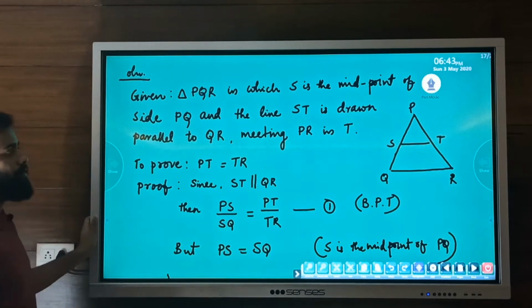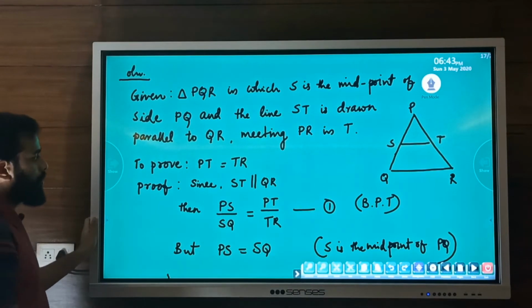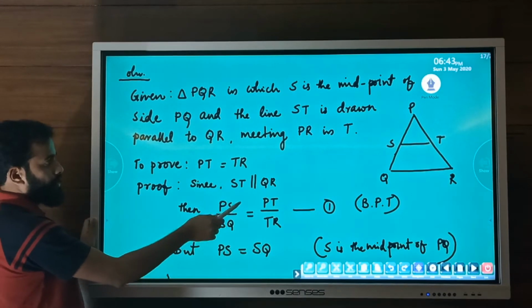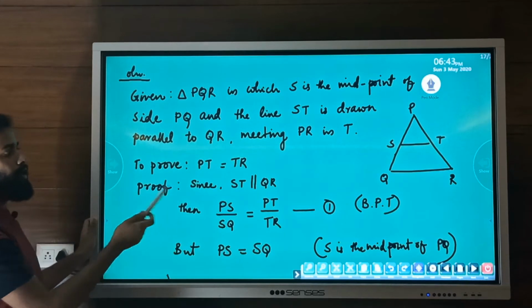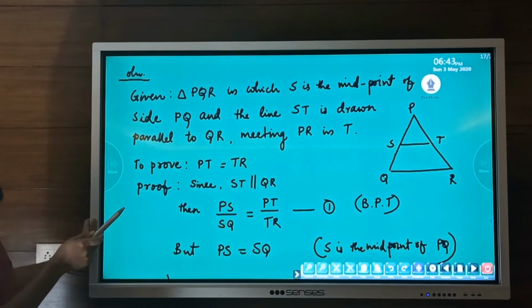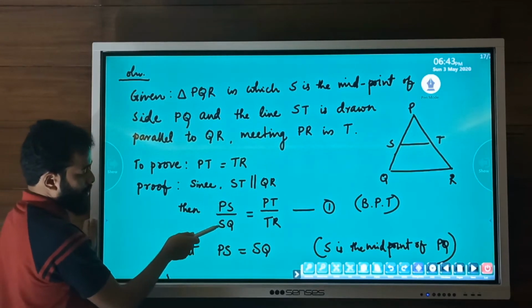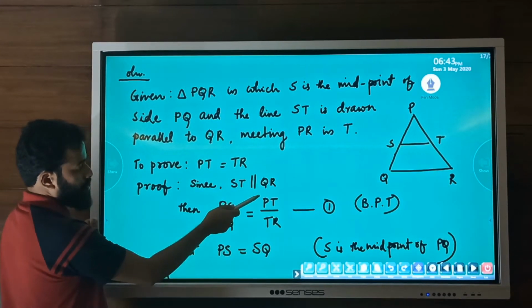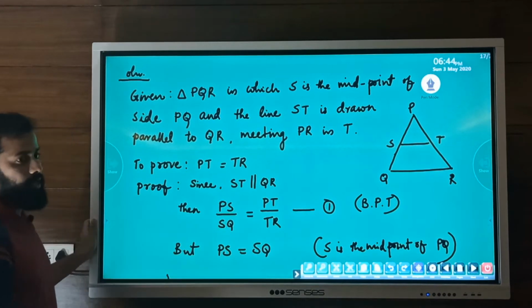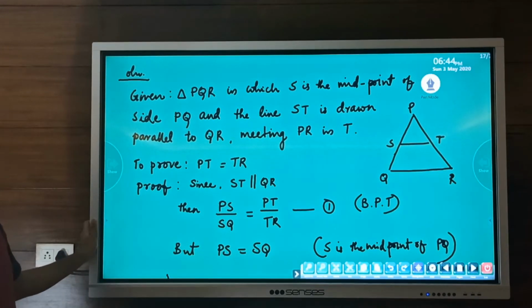if the line ST is parallel to QR, the line ST divides the two sides in the same ratio, PS divided by SQ is equal to PT divided by TR. That is our first equation. But PS is equal to SQ. That is also given in the question.